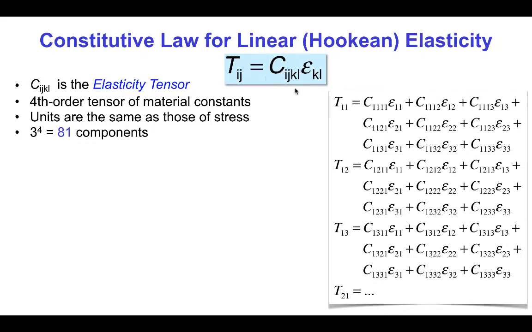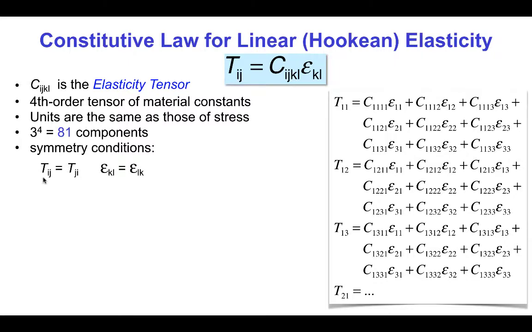So you can think of this 81 as being 9 equations, each with 9 coefficients, or you can think of the 4 indices, each having 3 possible values. So either way, Cijkl contains a total of 81 components. However, in general, there are symmetry conditions that will limit the number of these coefficients that are actually different.